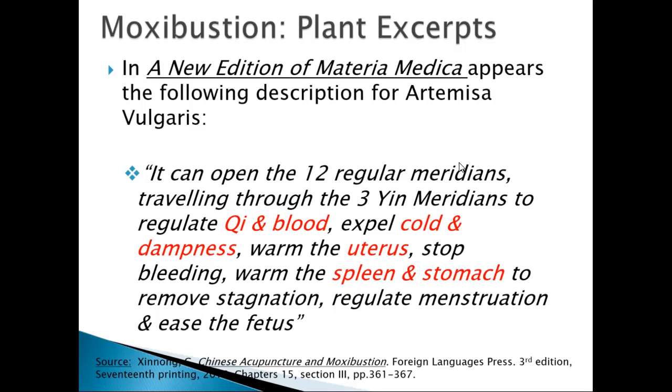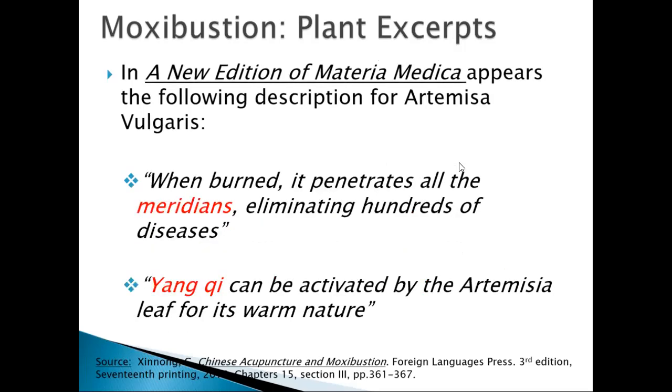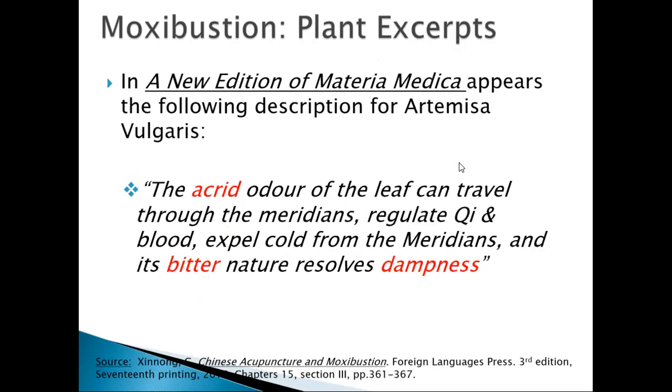So your moxibustion can also regulate your qi and blood with the property of warm and yang in nature. This is a very good partner together with acupuncture. It also states that when burned, it penetrates all the meridians, eliminating hundreds of diseases. Yang qi can be activated by the Artemisia leaf for its warm nature. Furthermore, it states that the acrid odor of the leaf can travel through the meridians, regulate qi and blood, and expel cold from the meridians, and its bitter nature resolves dampness. So moxibustion, aside from being used for cold pathogens, you can also use it for damp pathogens as well.